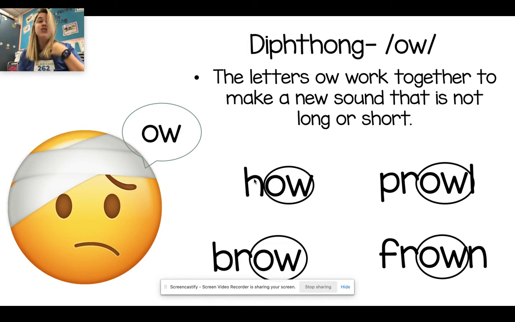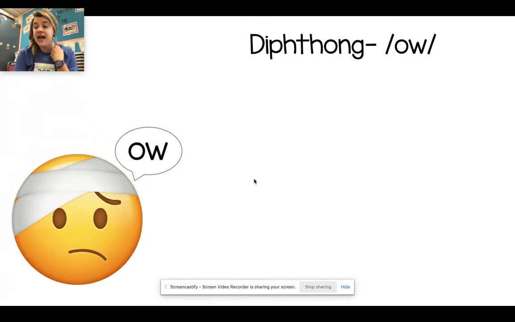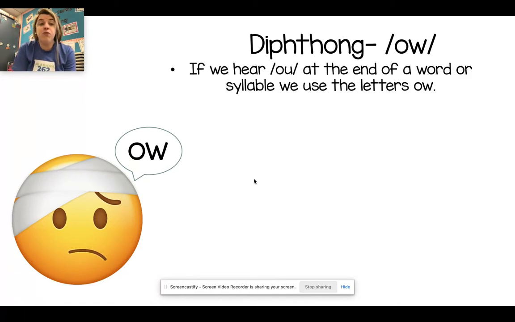Remember we talked about that in like snowman or flow, right? But sometimes, so if we see the OW in a word, we're going to have to try both sounds to see which one works, okay? So when we come to OW, we try O, we try ow, see which one works. All right. Now, let's think about when we hear a word with OW, how are we going to spell it? Here we go. If we hear the ow sound at the end of a word or syllable, we're going to use the letters OW. Okay, so OW comes at the end of a word or a syllable.